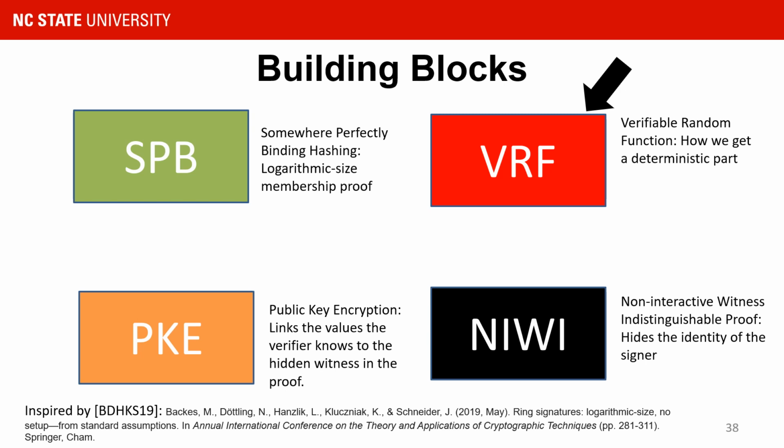As a really quick overview, the use of the SPB allows for a logarithmic size membership proof. So in other words, a logarithmic size signature. And remember, we wanted to have O of polylog n or better sized signature. The non-interactive witness indistinguishability proof, or NIWI, hid the identity of the signer, but the restrictions on it are not as stringent as for non-interactive zero-knowledge proofs, so we were actually able to achieve this in the plain model.